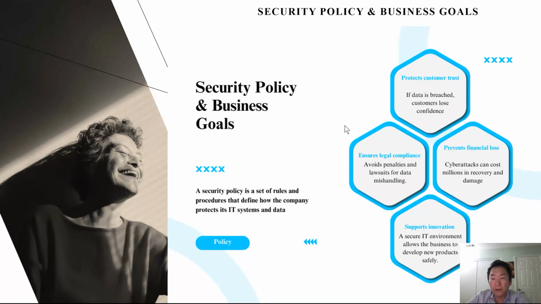So let's talk about 4 elements of this. Protect customer trust. If data is breached, customers lose confidence, and eventually it will lead to the failure of the company. Ensure legal compliance. If we do not comply with regulatory rules, we're going to have heavy penalties and possibly lawsuits for any data mishandling. Prevent financial loss. Cyber attacks can cost millions in recovery and damages.